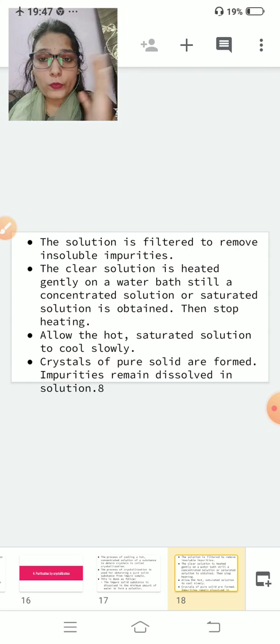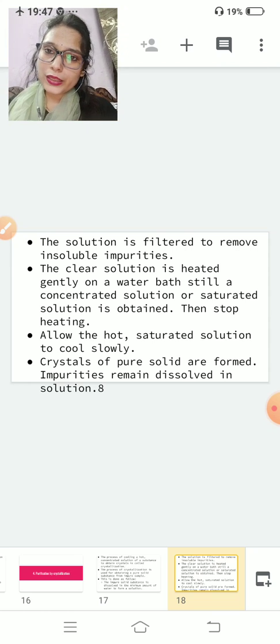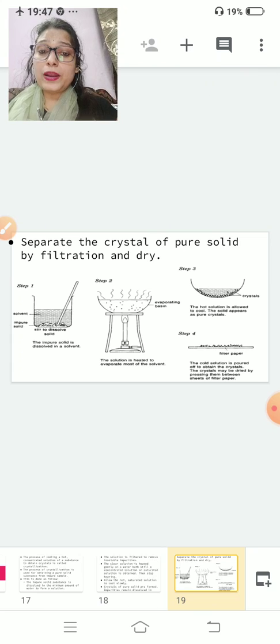A saturated solution means no more solute can dissolve. When you get a saturated solution, you will stop heating. Then allow that hot solution to cool, and after some time you will see that some solid type of structure will form. That solid structure is known as crystals. Then separate the pure crystals by filtration and dry.